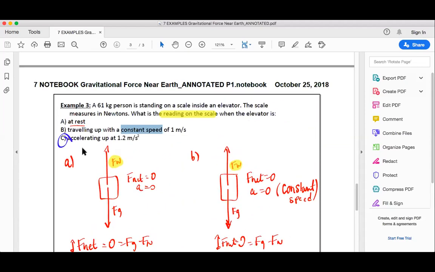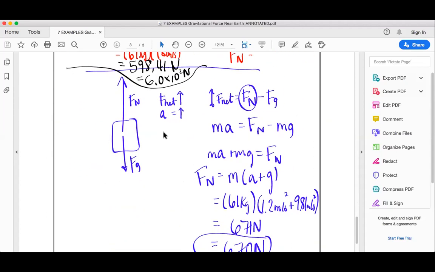Part C is a little bit trickier, and you do have homework, your practice problems that are like this. If we are accelerating up at 1.2 meters per second squared, our free body diagram has to reflect that. Fn has to be bigger than Fg. If acceleration is up, Fnet is up according to Newton's second law. We write our Fnet statement from the FBD, Fnet equals Fn minus Fg. Make sure it's Fn minus Fg since we know Fn is the bigger force.